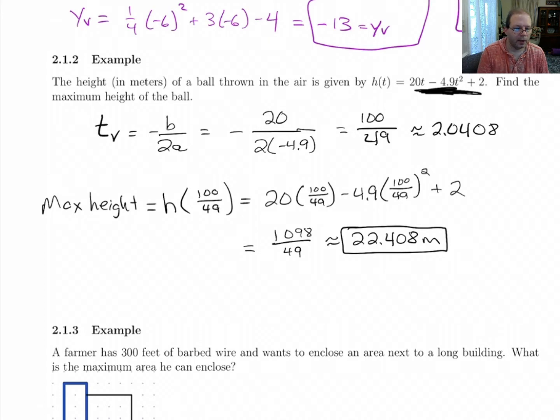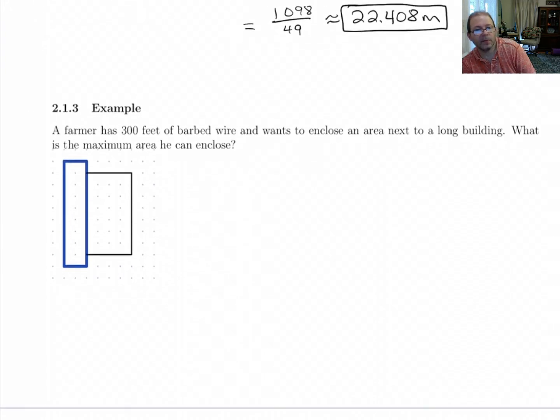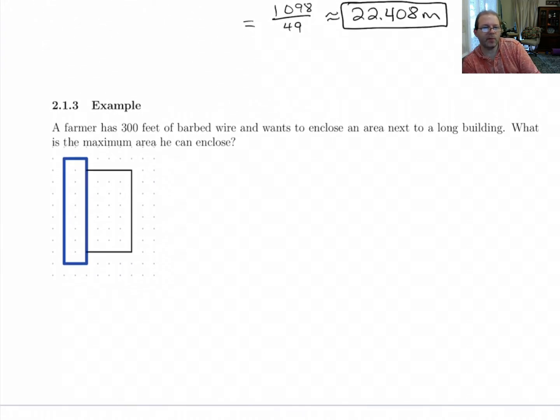All right, let's look at a couple more problems. The two additional problems I want to do are both fence problems. On this problem, a farmer has 300 feet of barbed wire and he wants to enclose an area next to a long building, which is what I've got drawn here. This is the building over here, and this is the pen that he wants to enclose. I'll make it green. Hopefully it's grass in the pen there. Okay, we've got to figure out what's the maximum area that he can enclose.